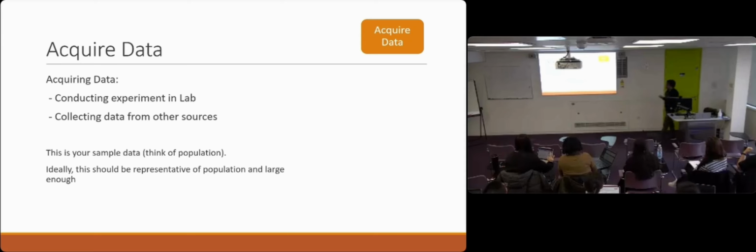And then second is acquiring the data. Acquiring data requires conducting a lab experiment, or collecting data from other sources. When you collect the data or acquire the samples, you have to make sure it's representative and large enough. If it is not, then you can't make a claim about the entire population. You might have a different claim, but not an entire population claim.